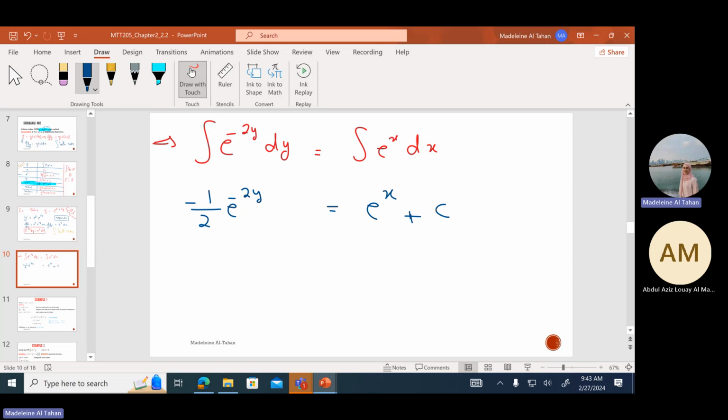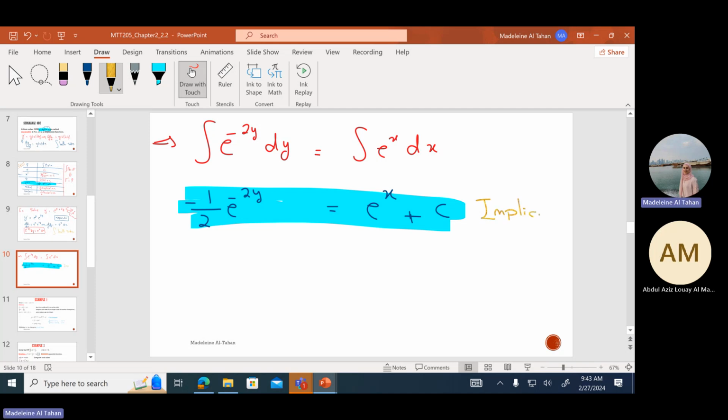We reach this one. This one is acceptable if I'm just asking you to solve. Here we reached an implicit solution, right? But if I'm asking you to find the explicit solution, it means writing y in terms of x. What do we need to do? Besides this one, we will write: this is the implicit solution. Suppose now the question is to find the explicit solution. So if the question is just solve, you have the right to stop at the implicit solution. But if the question is find the explicit solution, we should continue this one.